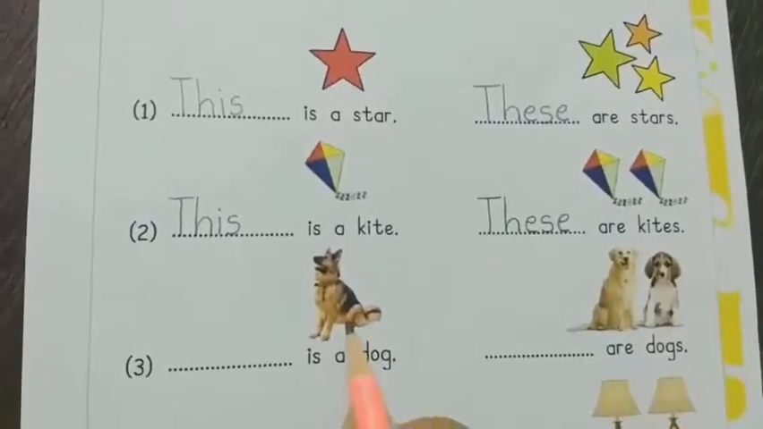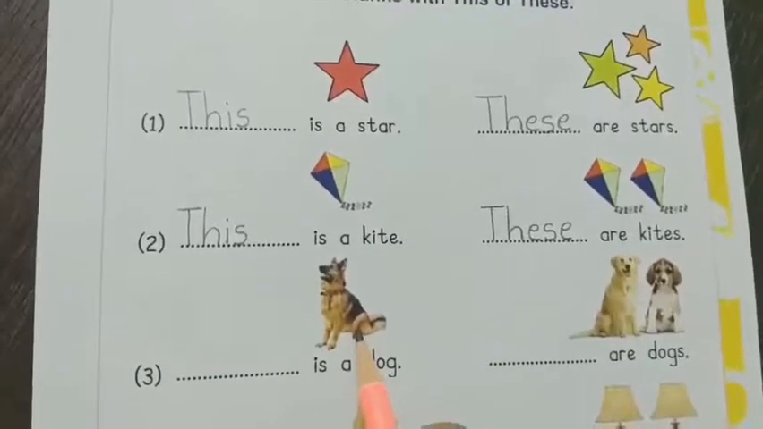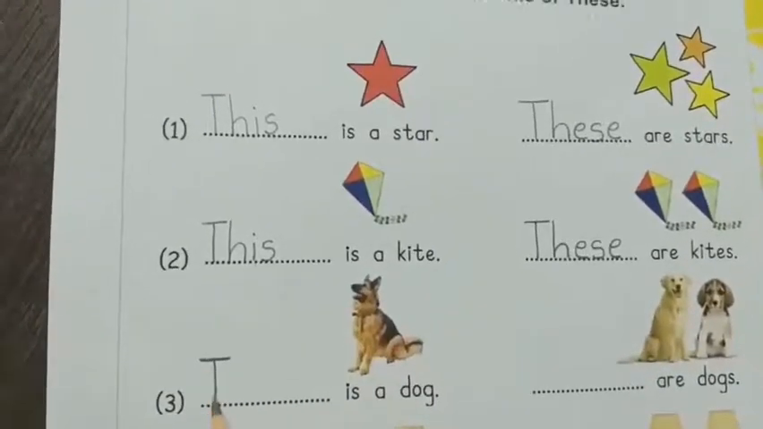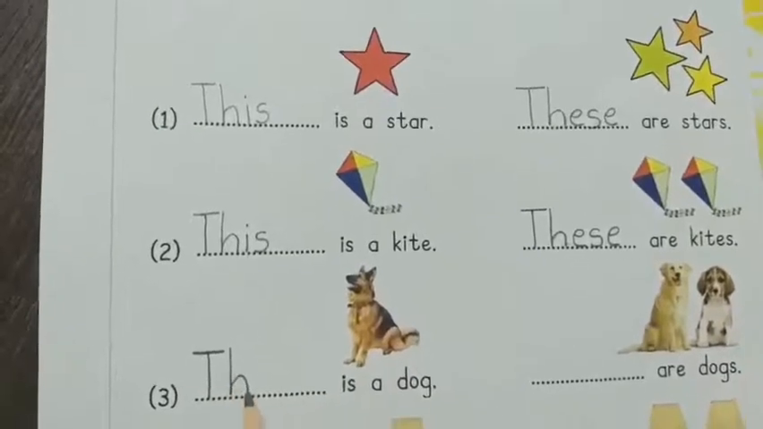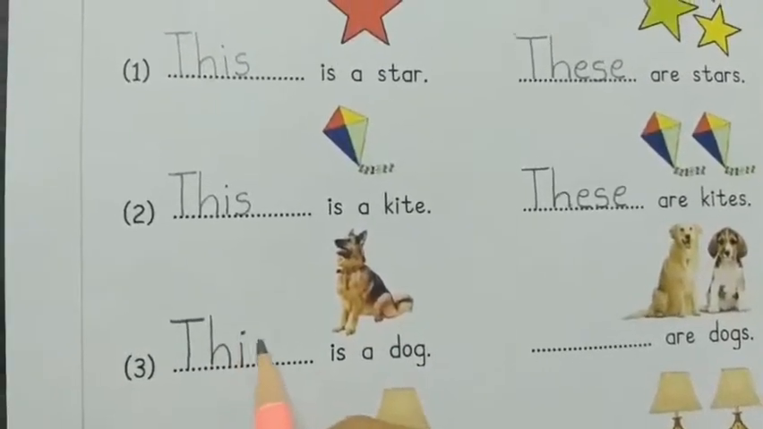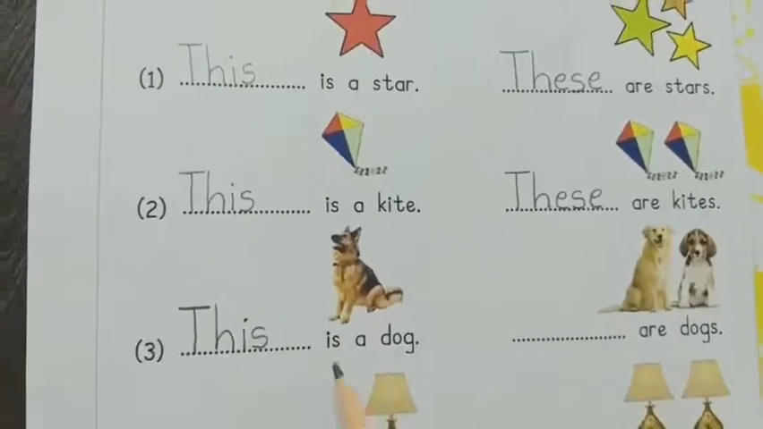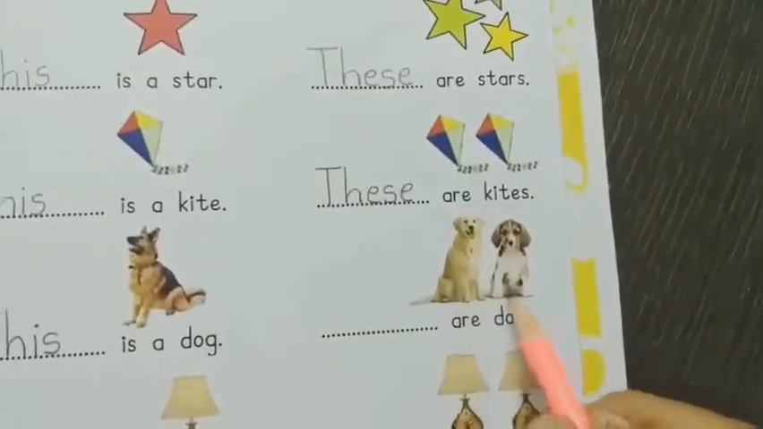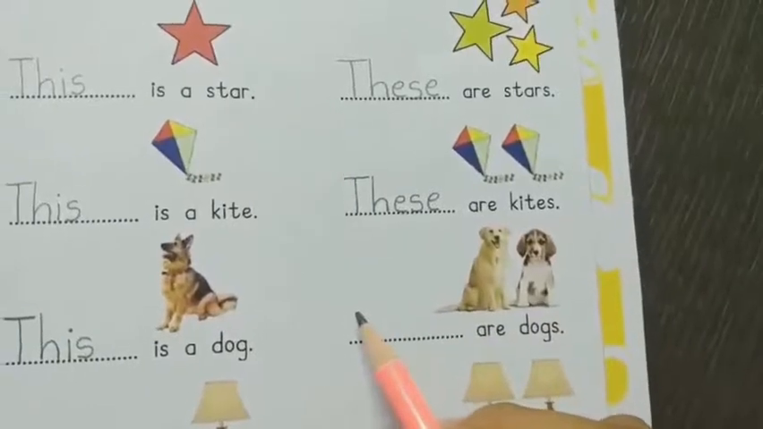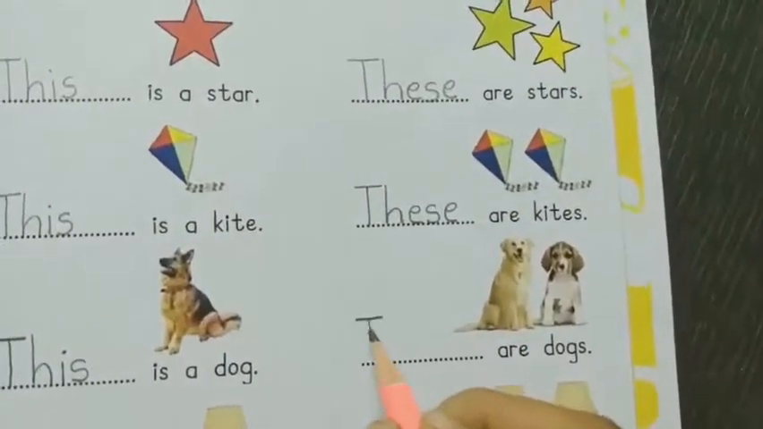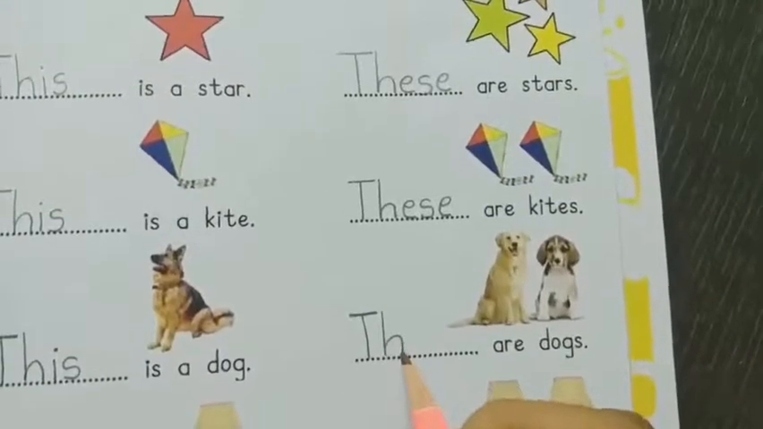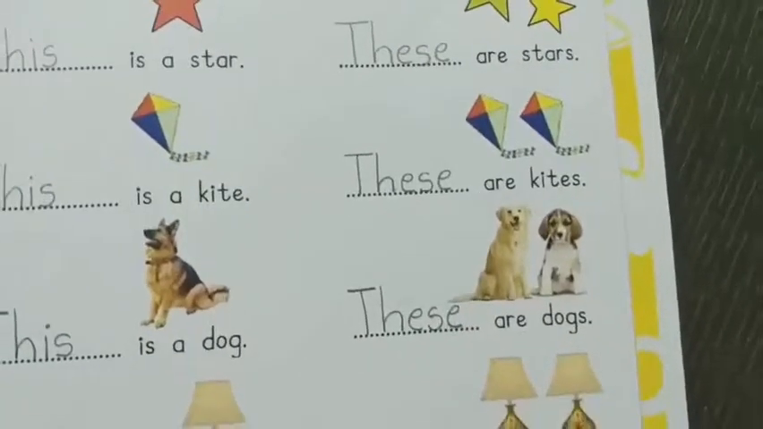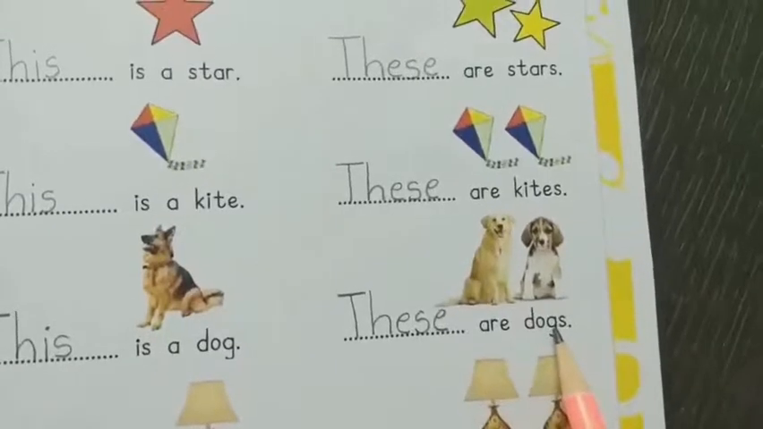Now here a dog. Only one dog. So this. Capital T, H, I, S. This is a dog. Here 2 dogs. So here we will write these. T, H, E, S, E. These are dogs.